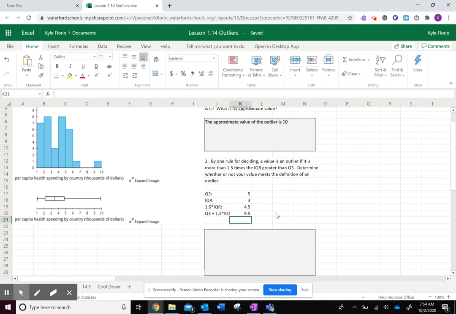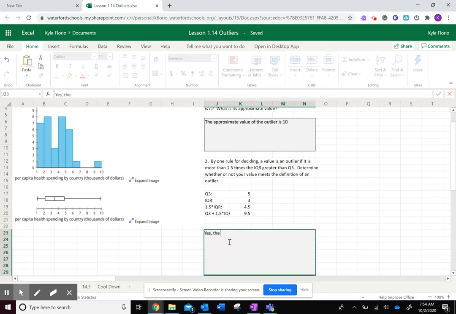So what this is saying is anything that's more than 9.5 in the data set is an outlier. And if we approximate the value of the outlier to be 10, 10 is past 9.5, so it is an outlier. Yes, the value meets the definition since 10 is greater than the upper boundary of 9.5.